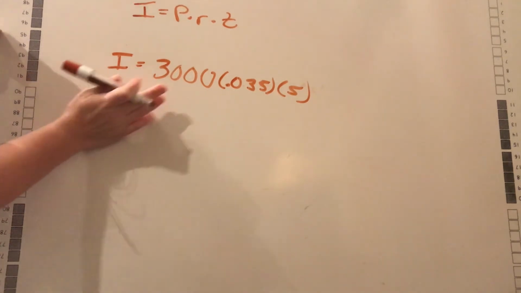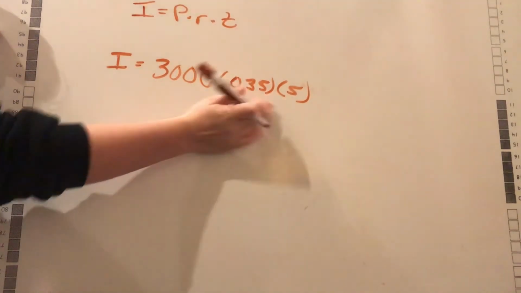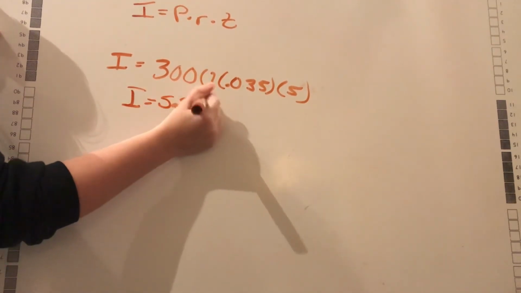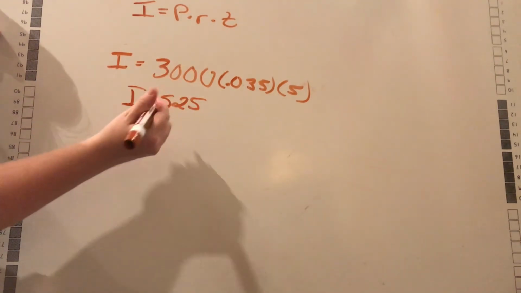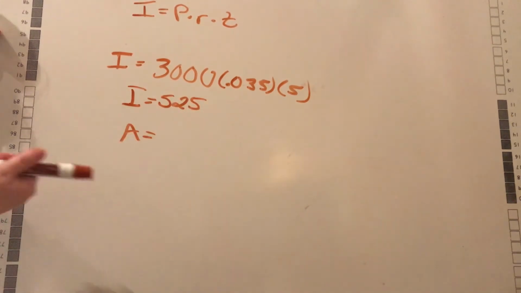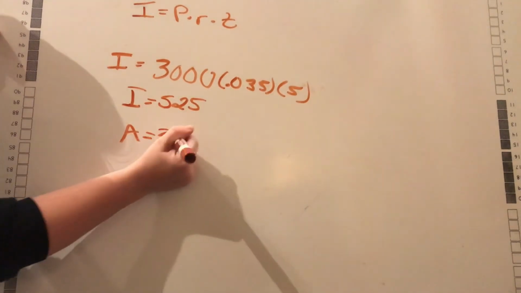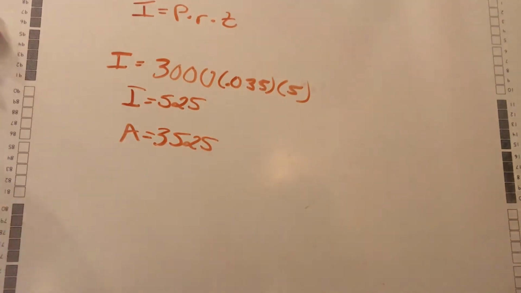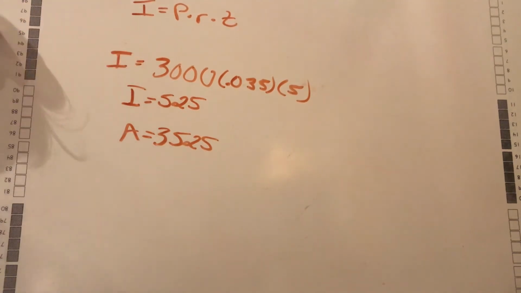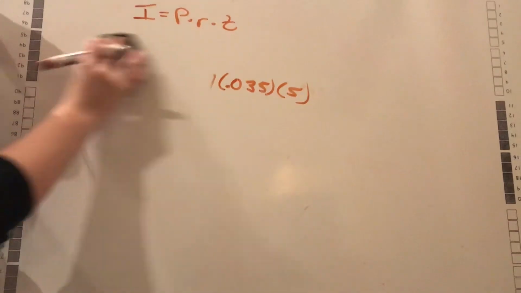So 3,000 times 0.035 times 5 is going to equal $525. Now we're going to add that. So her total in her account after 5 years with a 3.5% annual interest rate is going to be $3,525. Okay, and let's do the last one, and then you can get started on your homework. Make sure you have this formula written in your notes. I equals PRT. Okay, keep that in your notes.